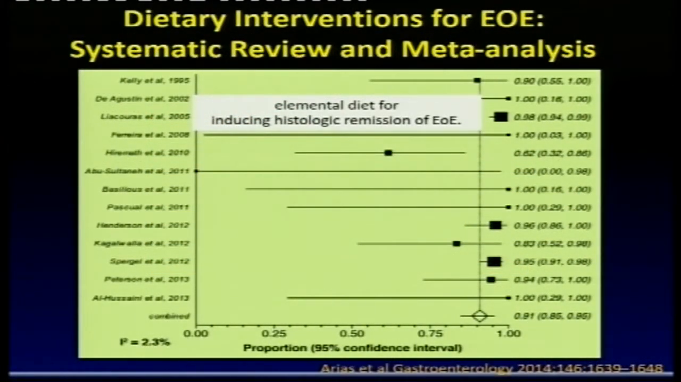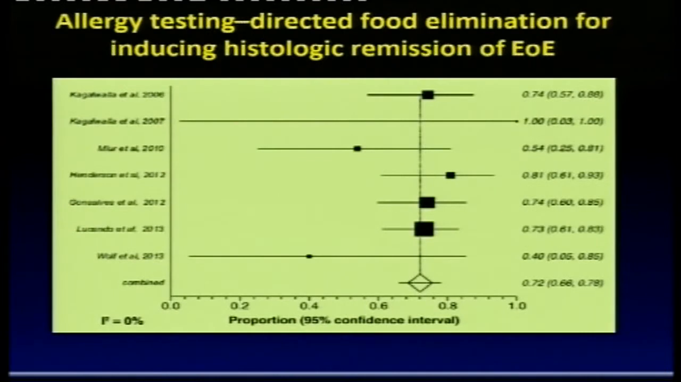What about diet? Diet intervention is a little bit difficult for pediatric eosinophilic esophagitis, and this meta-analysis shows that elemental diet in the form of amino acid-based formula will induce histological and clinical response for eosinophilic esophagitis. Another diet intervention is allergy testing directed food elimination. This meta-analysis shows a better response, and even better long-term outcome.